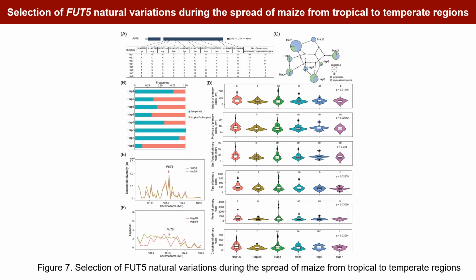To explore the evolutionary history of FUT5 natural variation, we studied its genetic variations in tropical/subtropical and temperate maize inbred lines, identifying 8 haplotypes with different distributions. Analyses revealed links between FUT5 haplotypes and root traits, and positive selection on FUT5, highlighting its importance in maize environmental adaptation.